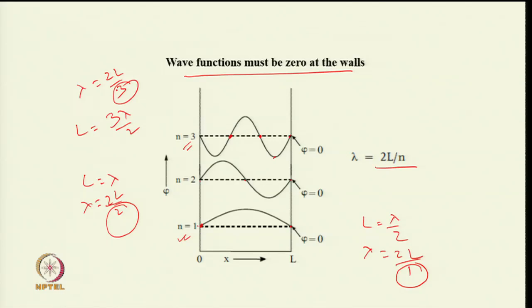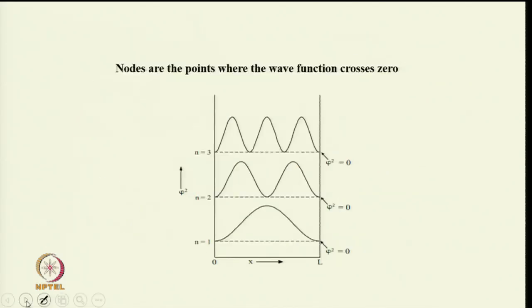So, lambda is equal to 2L by n, and if you look at the wave function squared versus x plot, it will look like this. Now you have everything positive, and phi squared tells you about the probability. So, you can know the probability at a particular point in the one-dimensional box, and these are the positions which are known as nodes.